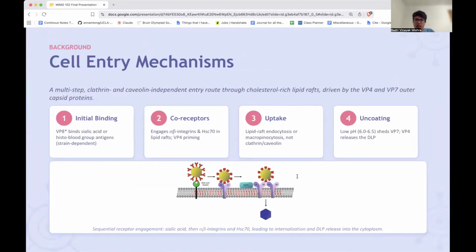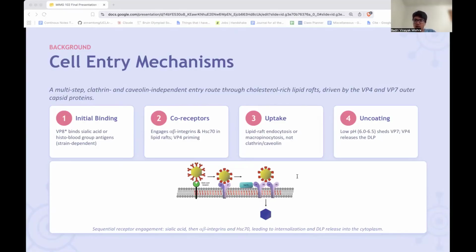There are four important cell entry mechanisms. The first is binding. VP8* grabs sialic acid or histo-blood group antigens, depending on strain. Second is co-receptors, the important ones being integrins and HSC70 in lipid rafts. Third is uptake, which is notably not done by clathrin-mediated endocytosis, but rather lipid raft endocytosis.